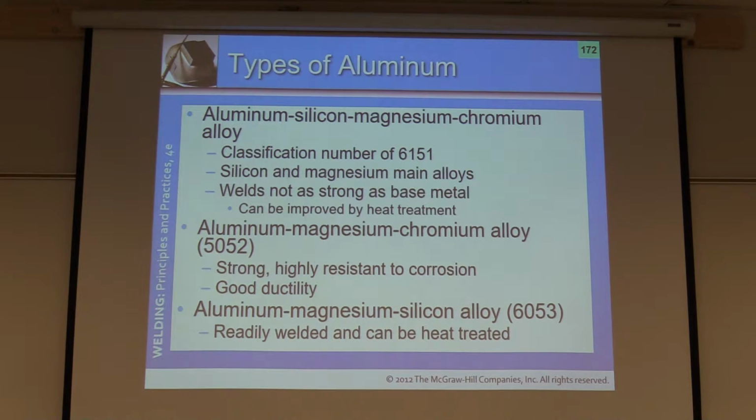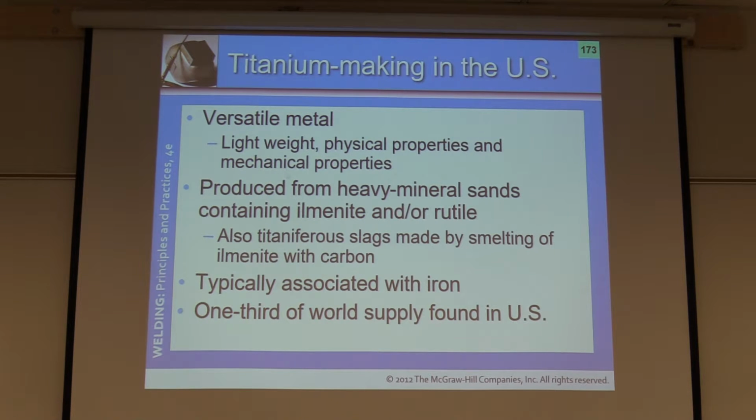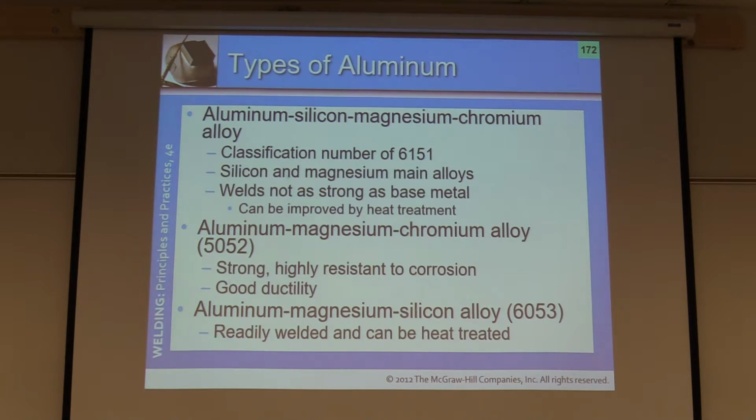Let's go down to 6053, the aluminum silicon, magnesium silicon alloy, readily welded and can be heat treated. So if you're doing a lot of production stuff with aluminum where you would need to do some crazy welds, or you would have to weld something onto it instead of just casting it, then 6053 might be more what you're looking for than the 6151. Okay.